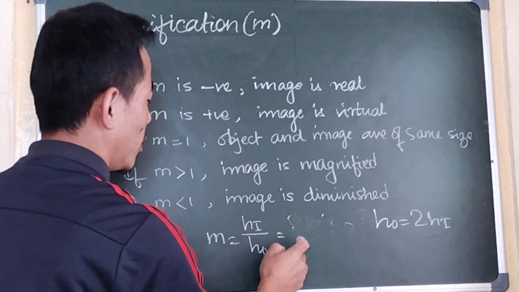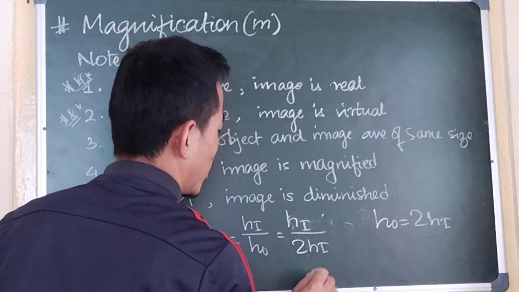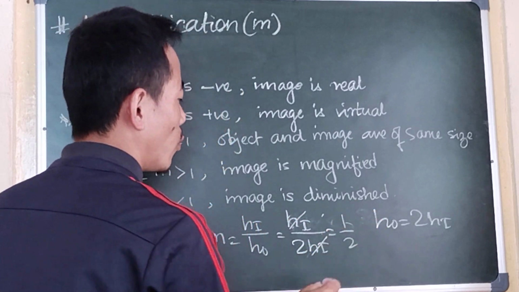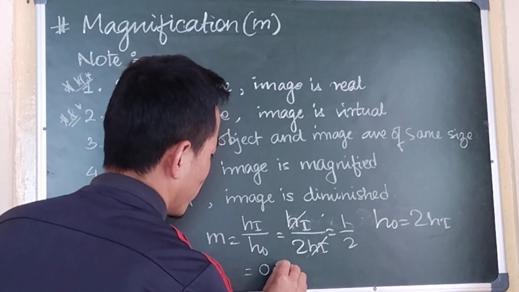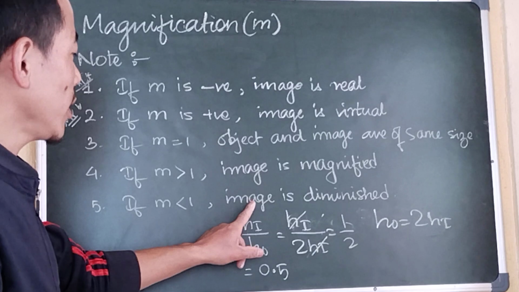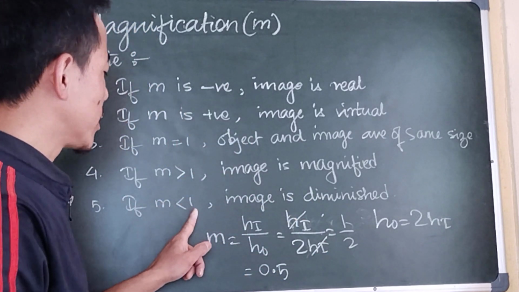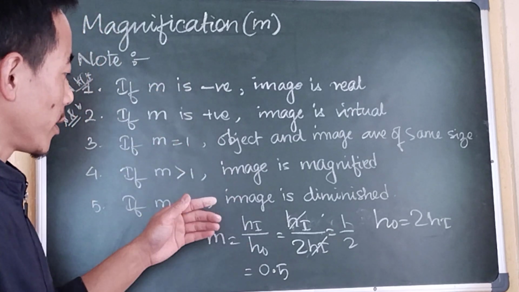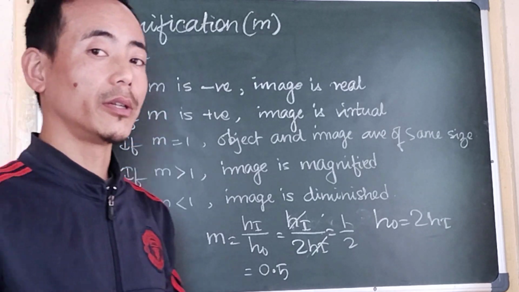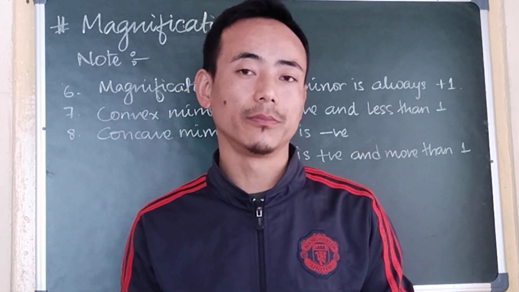So if you put this in the formula, then we get hi. Ho can be replaced as twice of hi. So hi and hi get cancelled. We will get 1 by 2, and 1 by 2 is 0.5. Which means the value of m is less than 1. So whenever image is diminished or size of the image is smaller, the value of m will always be less than 1. So these are a few points that you have to remember, especially the first and the second point for doing the numericals. Alright, so further information on magnification.